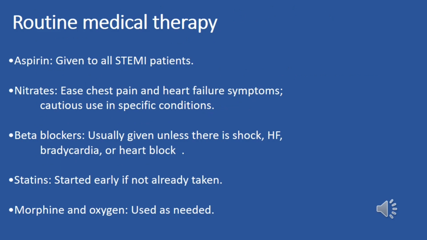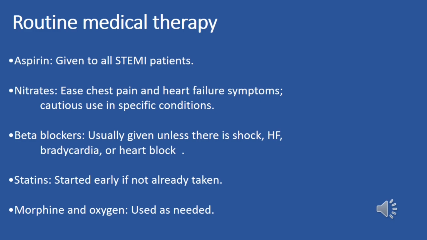These are the routine medicines that we use in the acute setup of ST elevation MI. Aspirin, use always if there's no allergy, to prevent platelet aggregation. Nitrates. In patients with ST elevation MI, nitrates can reduce the symptoms of chest discomfort, heart failure, as well as hypertension. However, we should be cautious because it can produce profound hypotension in patients with right ventricular infarction, aortic stenosis, and who have received recent sildenafil.